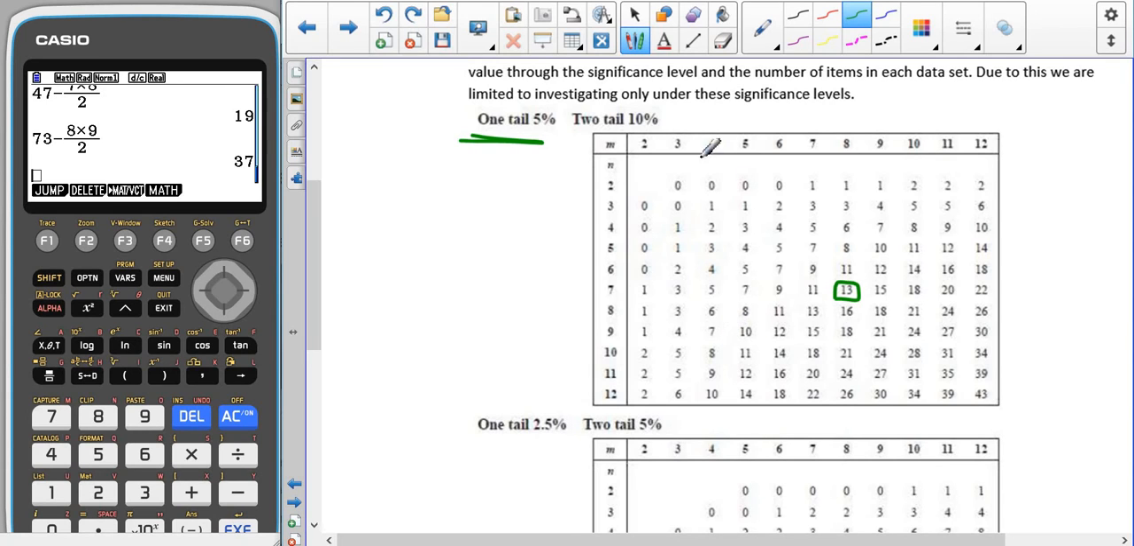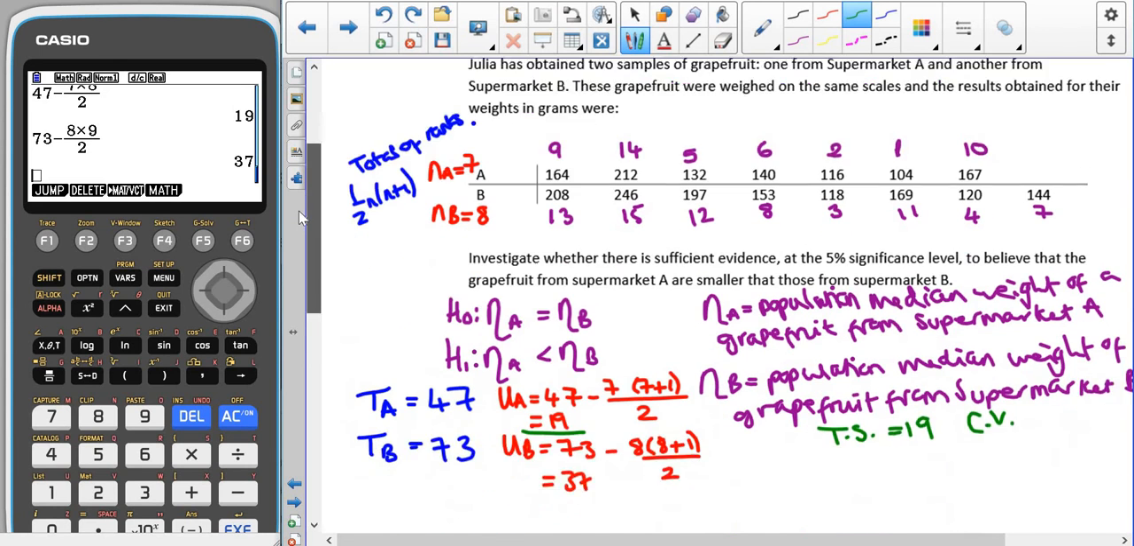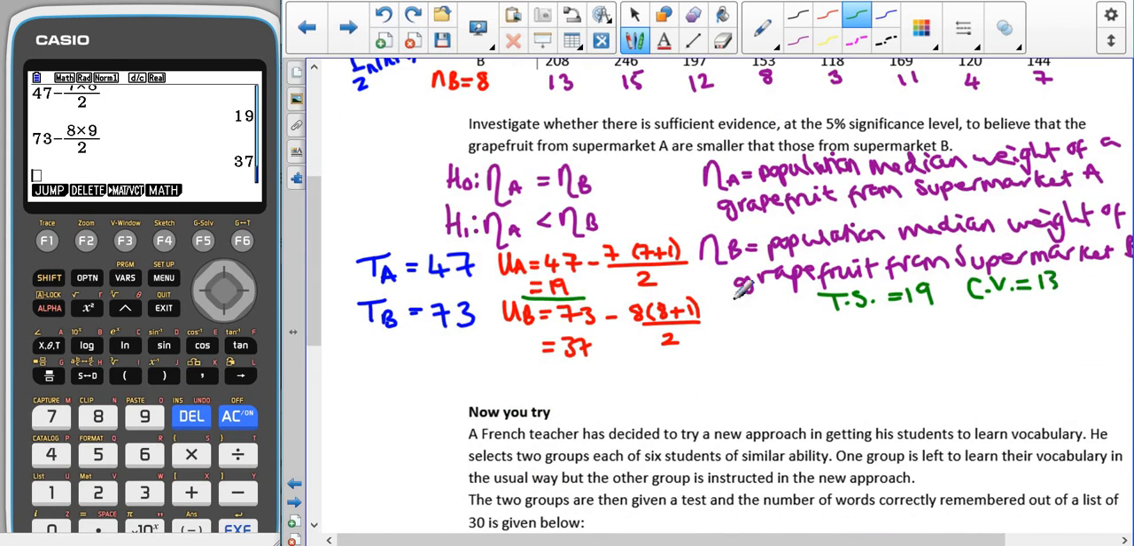Now it doesn't matter which way you do this, you could go 7 across and 8 down and you would still end up with the same critical value because the table is symmetrical. So that gives us a critical value of 13. And again, as the test statistic is bigger than the critical value, in the same way as we were talking about before, that means that the difference between these two U values isn't big enough to say that there is a difference, so we end up accepting H0 at a 5% significance level.